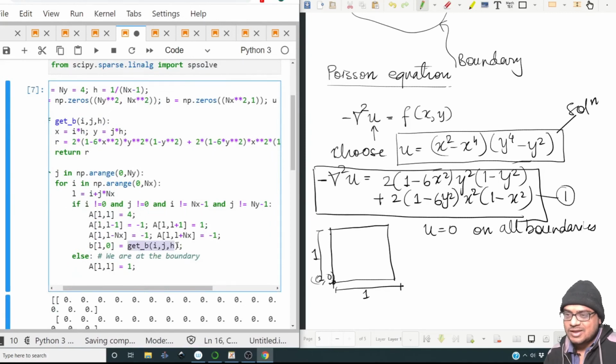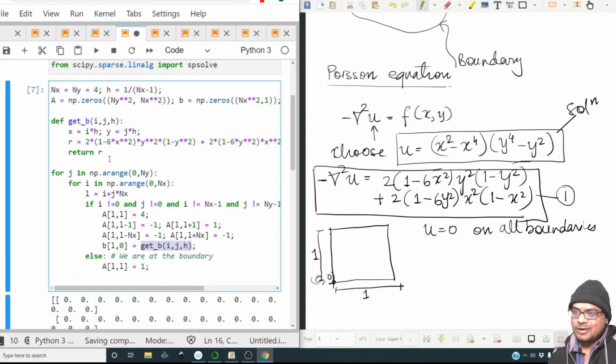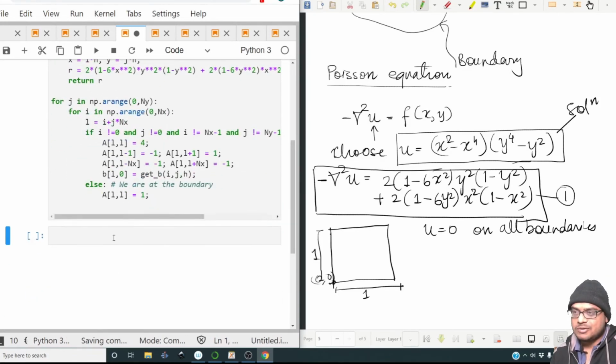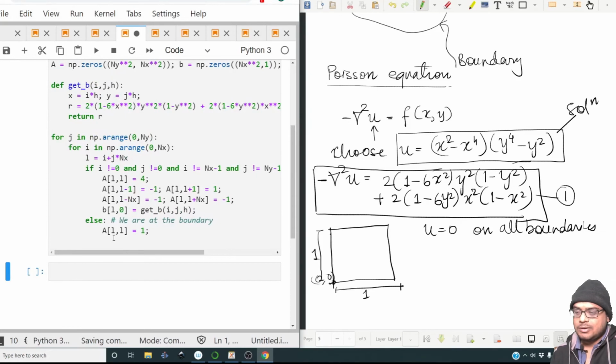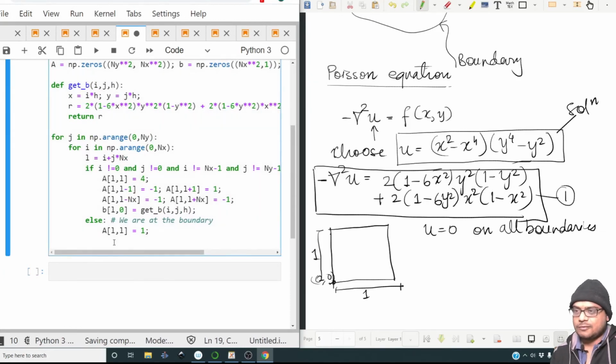So we have to assign B this value of the RHS. Okay, so far so good. Over at the Dirichlet boundary conditions, we don't have to do anything because B has been initialized to 0. So unless it's something non-zero, we don't really have to worry about it. Let me run this and see if something is broken. No, everything runs just fine. So we have constructed the matrix A and matrix B.